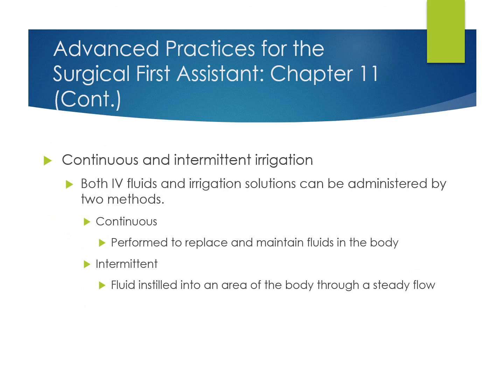And then there's two types of irrigation, continuous and intermittent. Continuous just means that this is going to be performed to replace and maintain fluids in the body. It'll be given continuously. And intermittent means fluids instilled into an area of the body through a steady flow.